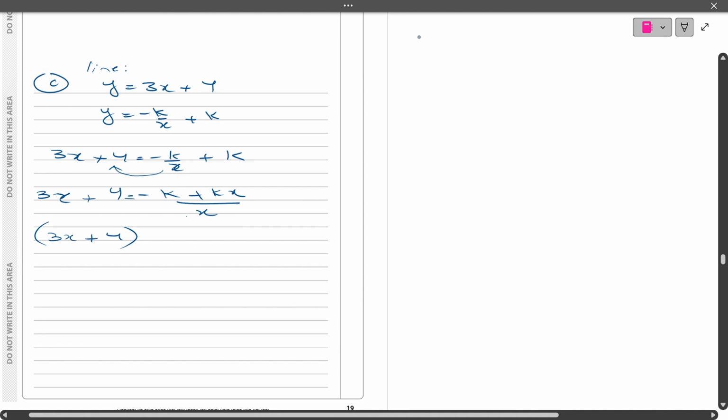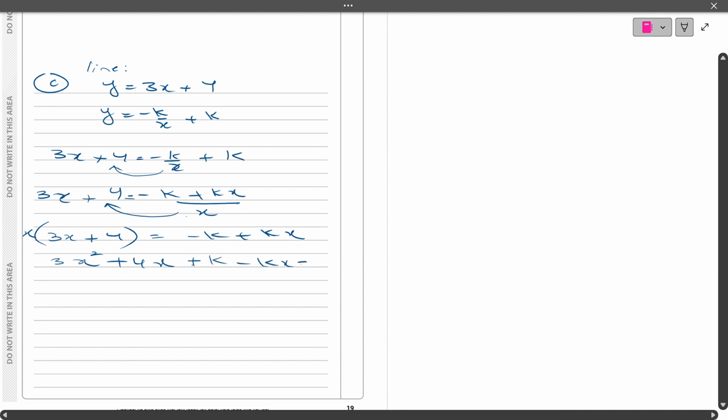take x here now, so let's multiply x with 3x plus 4 equals minus k plus kx, so 3x squared plus 4x plus k minus kx equals 0. 3x squared plus, collect like terms, so this is x, this is x, so x can be taken common, so 4 minus k, and plus k equals 0.